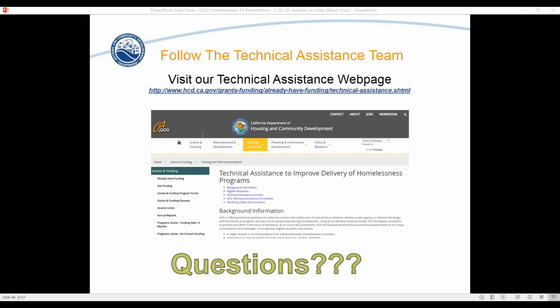Okay. Is there a charge for this technical assistance? No, absolutely not. This is at no cost to you. These funds are from the ESG and No Place Like Home technical assistance set-asides. Just send over a request, and we will deploy someone to your jurisdiction.